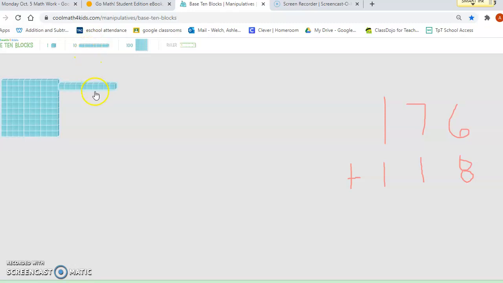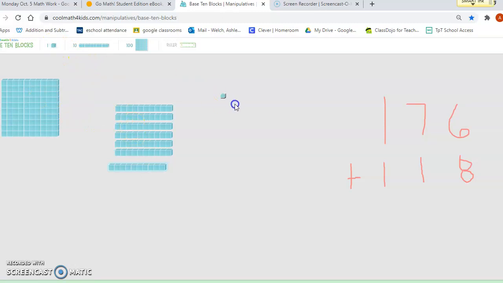I know 70. I'm going to need, spread this out a bit, 7 tens. So 1, 2, 3, 4, 5, 6, 7. So I have 170. I need to get my 6 ones. 1, 2, 3, 4, 5, 6. So I have 176, and now I need to build 118. I'm going to get 100. I only need 110, and I need 8 ones.